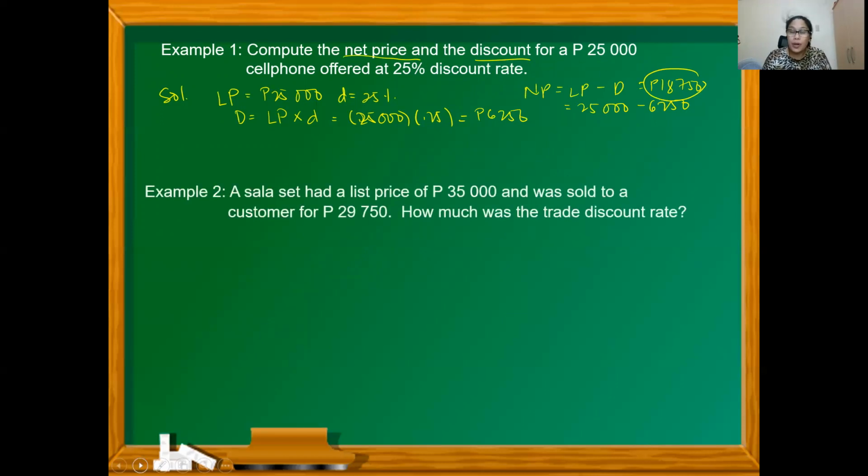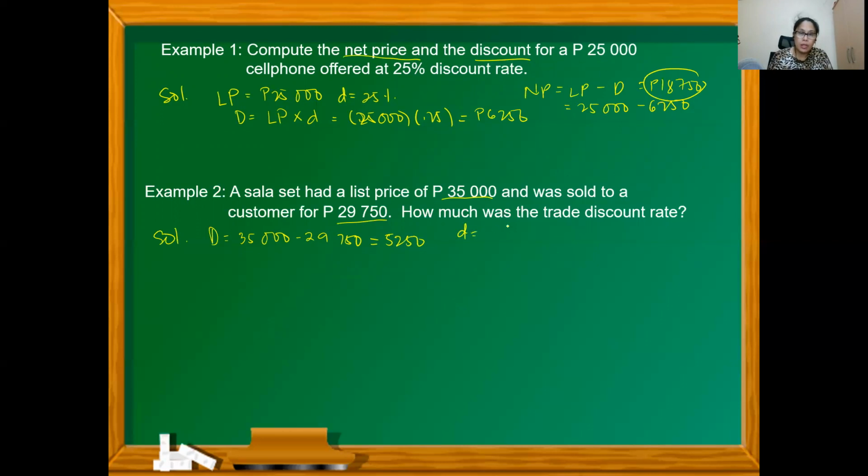Now, a sala set had a list price of 35,000 and was sold to a customer for 29,750. How much was the trade discount rate? Okay, so we should know first the discount. The discount is the difference between the list price and the net price. So the difference between the two is equal to 5,250.